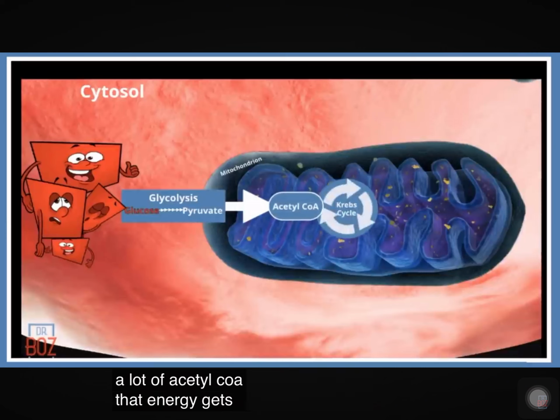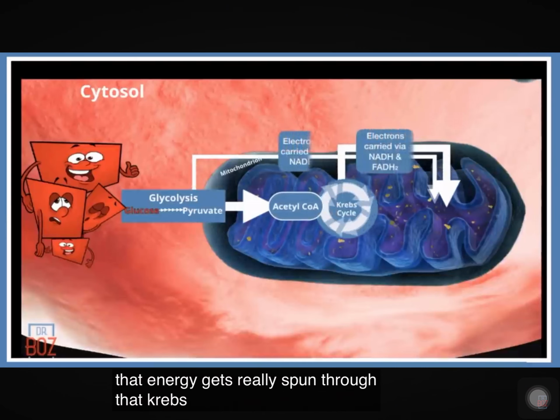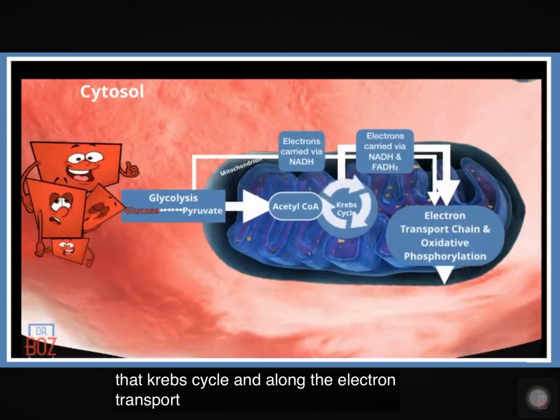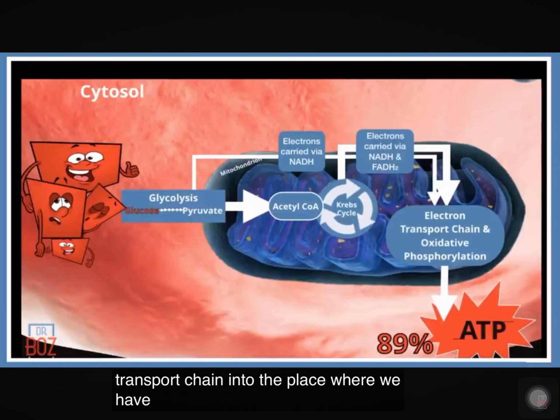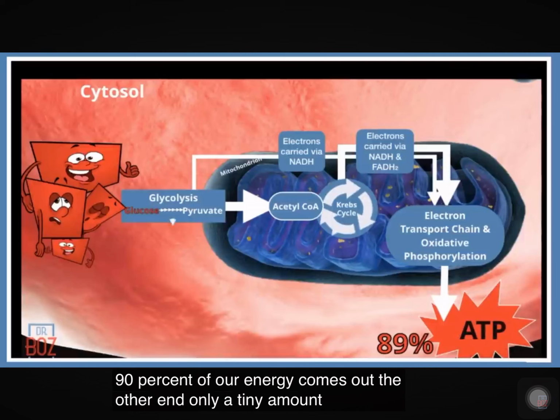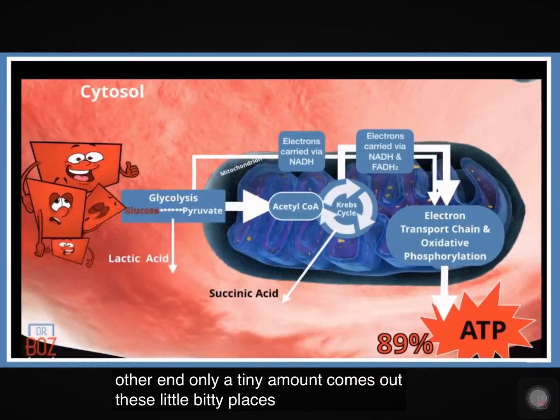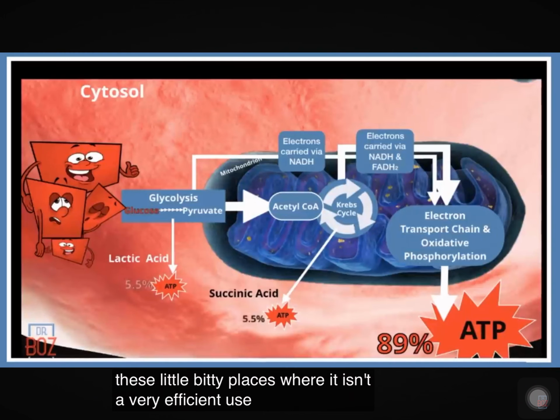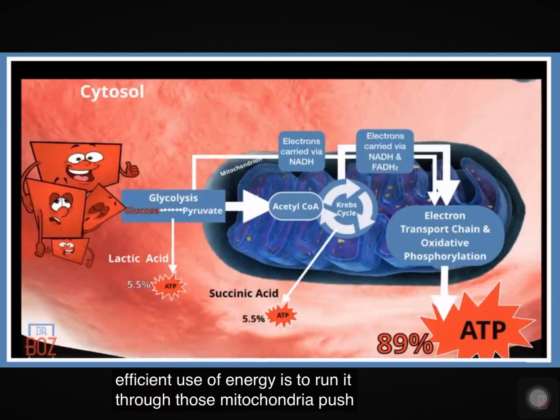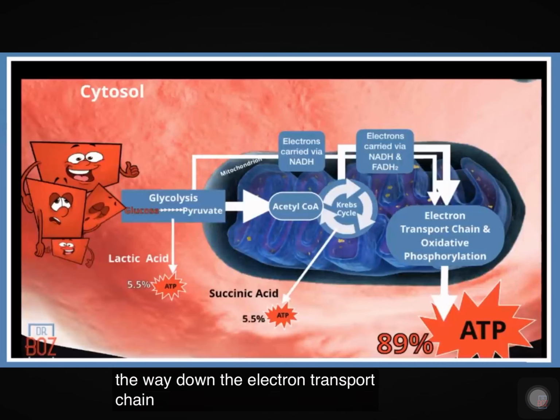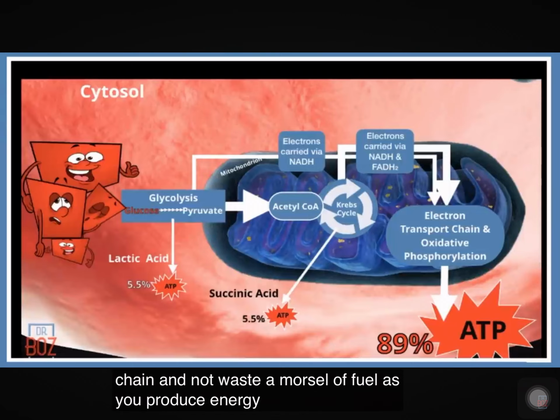That energy gets really spun through that Krebs cycle and along the electron transport chain into the place where we have oxidative phosphorylation. And again, 90% of our energy comes out the other end. Only a tiny amount comes out these little bitty places where it isn't a very efficient use of energy. The most efficient use of energy is to run it through those mitochondria, push it all the way down the electron transport chain, and not waste a morsel of fuel as you produce energy for your body.